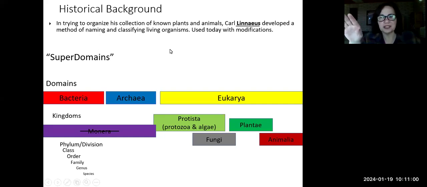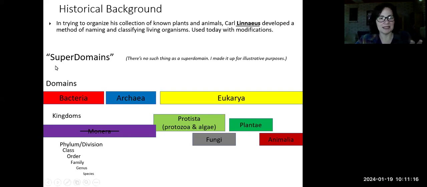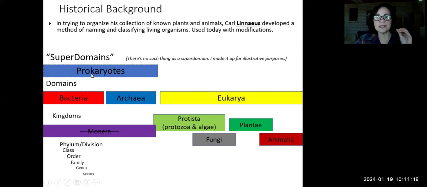Now, there is no such thing as a superdomain, but I'm going to make it up here because there's a term that you've probably heard before and you don't quite know where to put it. And so I'm going to just create this category, superdomain. And yeah, I made it up. But this is where this term goes.